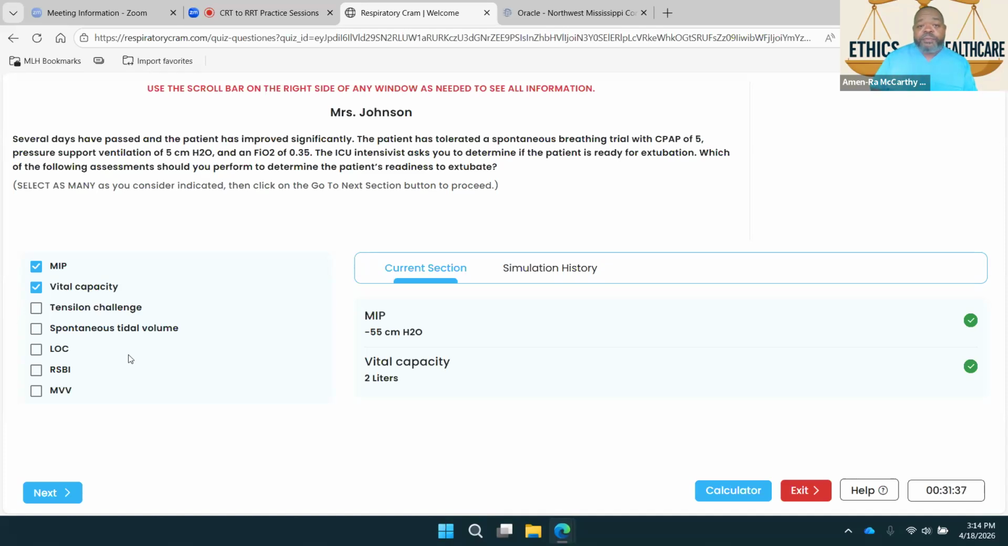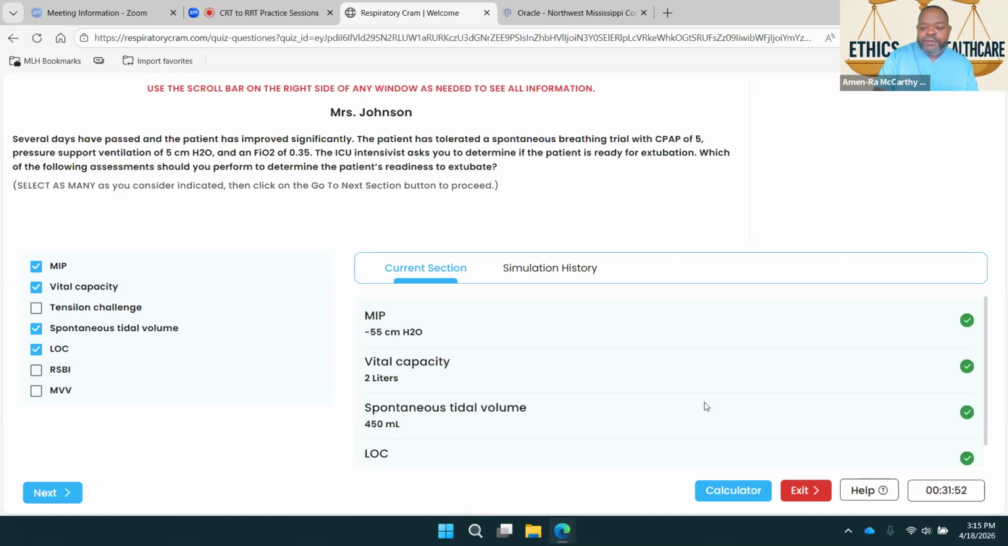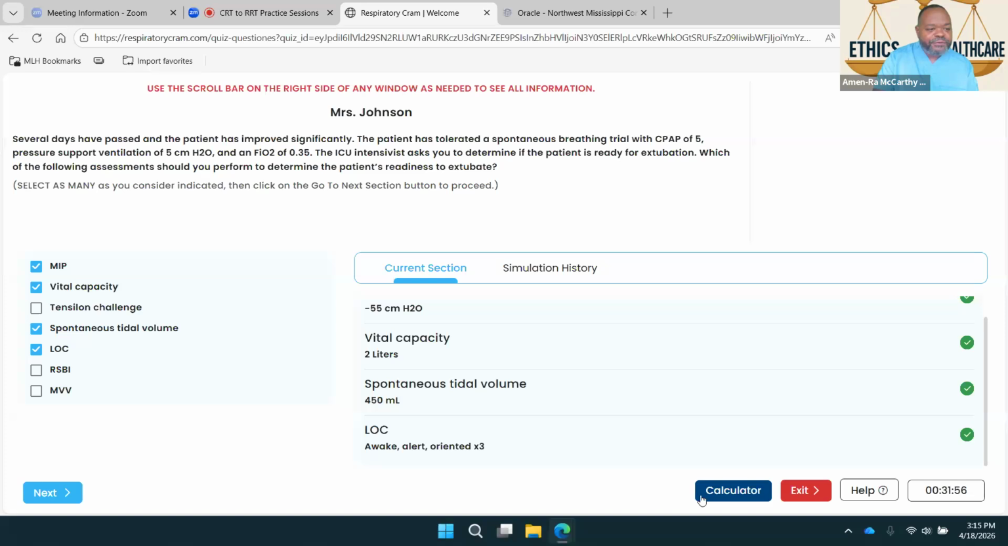What about a spontaneous tidal volume? Do we want to see how good their spontaneous tidal volume is? Yes. 450. Looks good. What about a level of consciousness? Is that important? Yes. We don't want them to be knocked out, sleeping, can't wake up, right? So level of consciousness is good. The patient is awake and alert, times 3.